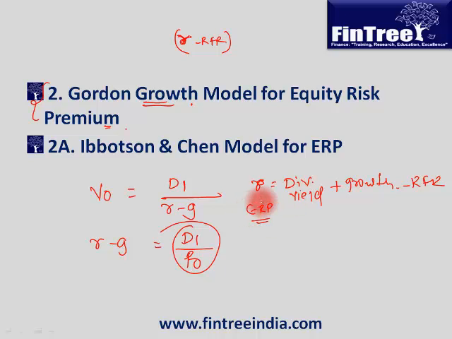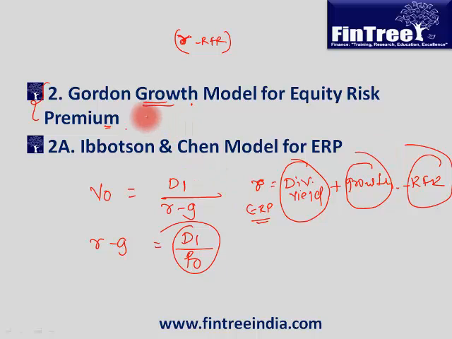So what is the formula? Formula is dividend yield plus the expected growth rate minus the risk-free rate of return. Are we okay? I'm repeating the formula again. Equity risk premium as per the Gordon growth model is equal to dividend yield plus the growth rate minus risk-free rate of return. Should we move on?